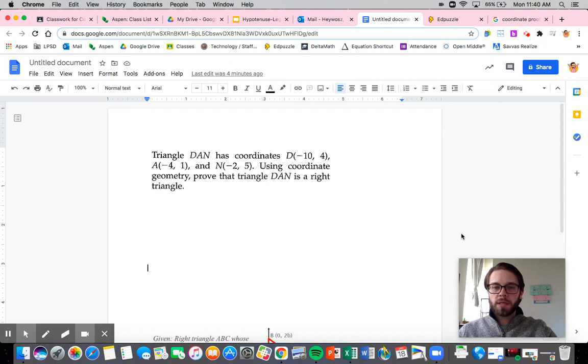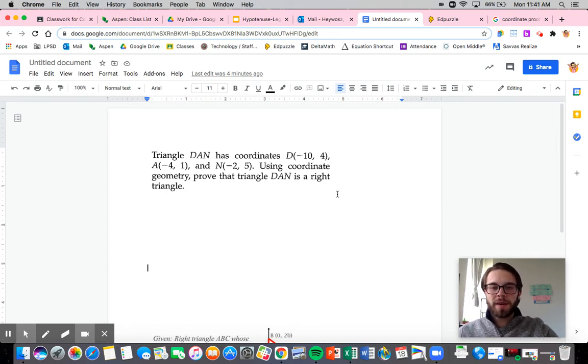Hi everyone, just wanted to take a minute to talk a little bit about coordinate proofs, and I'm going to go over a couple different examples of things that are rather typical for you to see. The first one will be dealing with numbers, and the other one will be dealing a little bit more with letters and variables that you would encounter as coordinates.